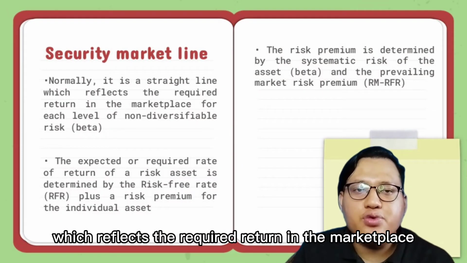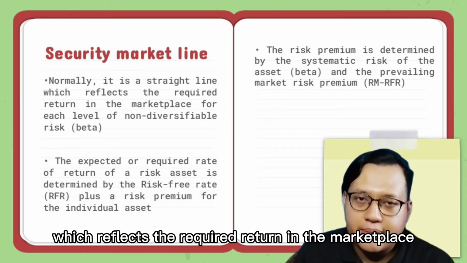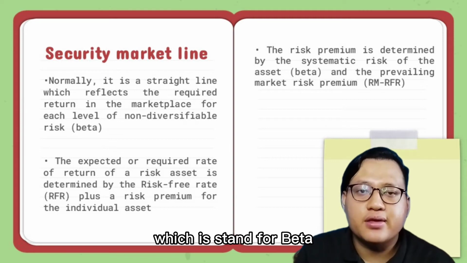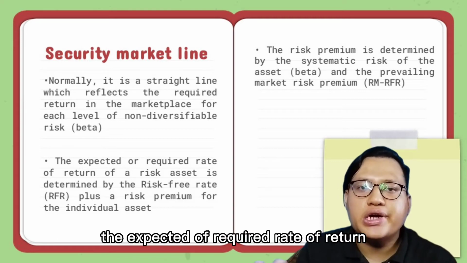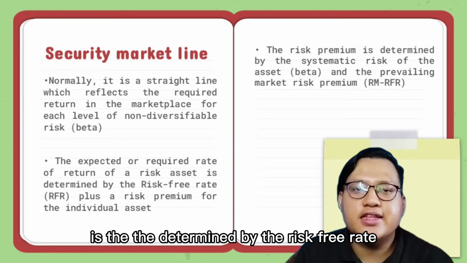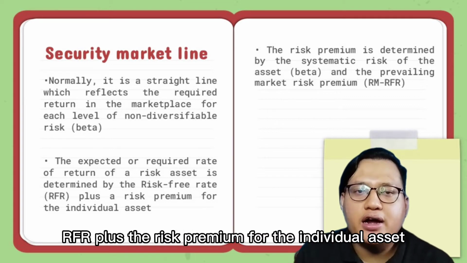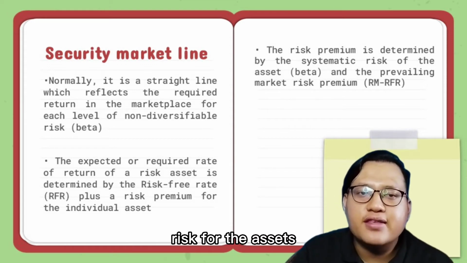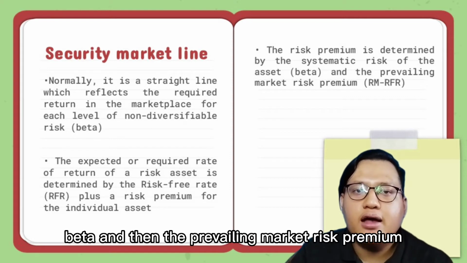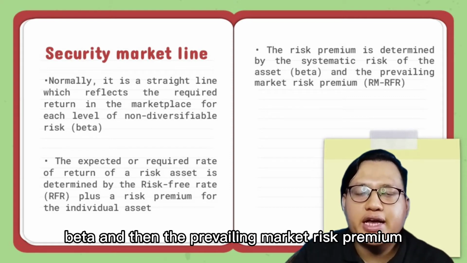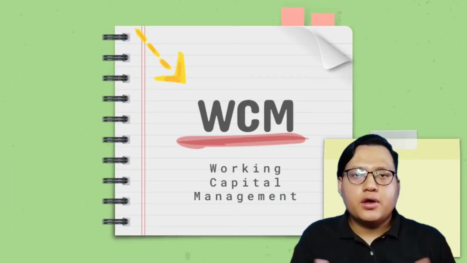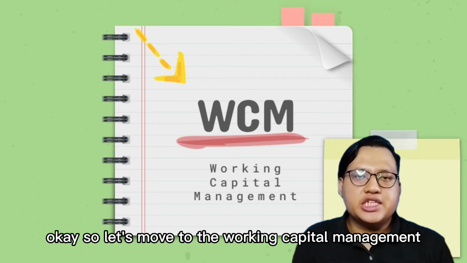Normally, it is a straight line which reflects the required return in the marketplace for each level of non-diversifiable risk, which stands for beta. The expected or required rate of return of a risky asset is determined by the risk-free rate, RFR, plus a risk premium for the individual asset. The risk premium is determined by the systematic risk of the asset, beta, and the prevailing market risk premium, RM minus the RFR.